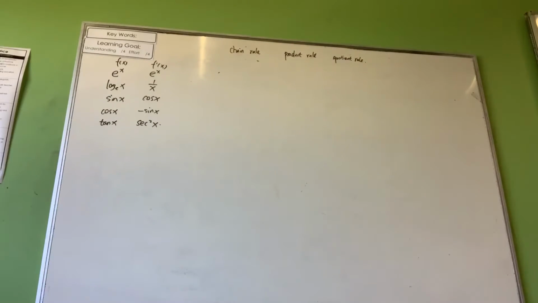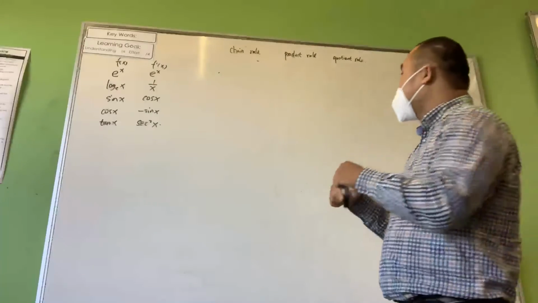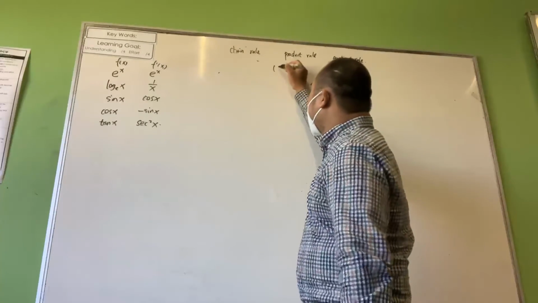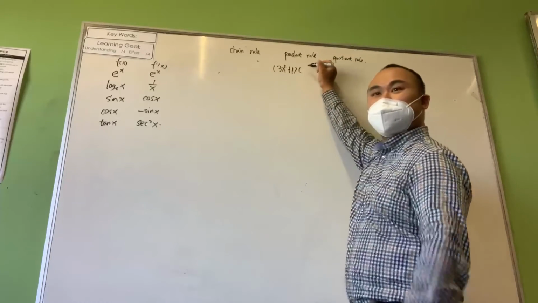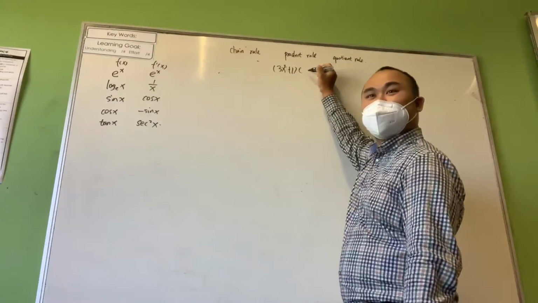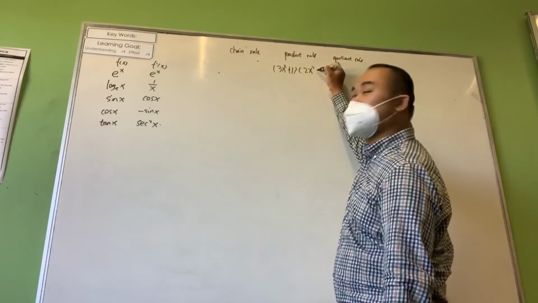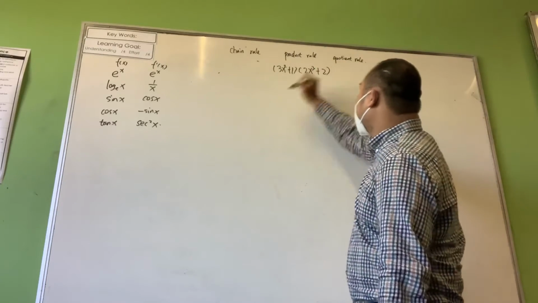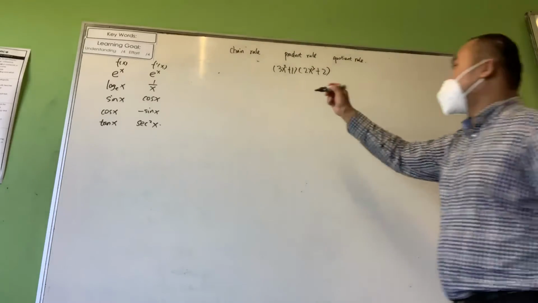Product rules. What does it mean by product? You multiply, right? You have two terms or even more terms. So let's say 3x squared plus 1 times, give me any, what do you like? 2x squared plus 2? Okay, let's make it cube, okay?